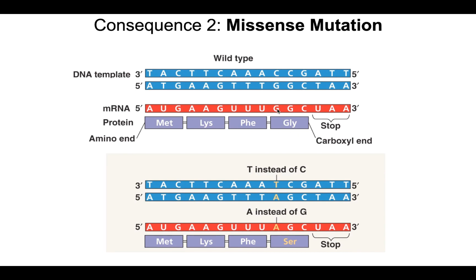And now what happens if we mutate this G here to an A? So instead of having a GGC, we have an AGC. Well, if you look in the genetic code to see what AGC encodes, it's a serine. So now we've gone from a glycine to a serine. That is the definition of a missense mutation. We have changed one amino acid to another.